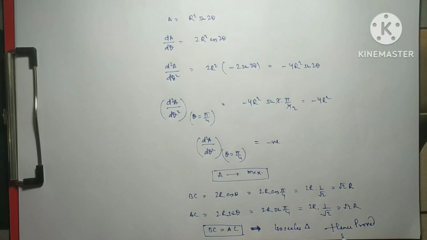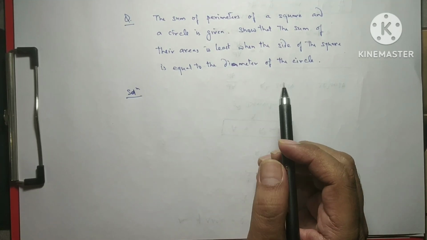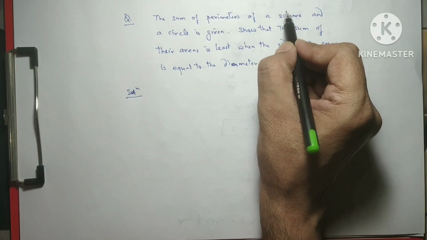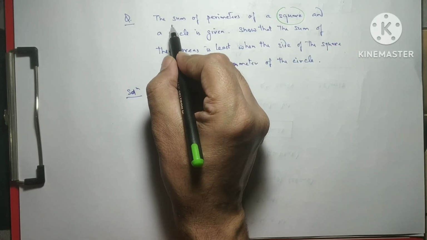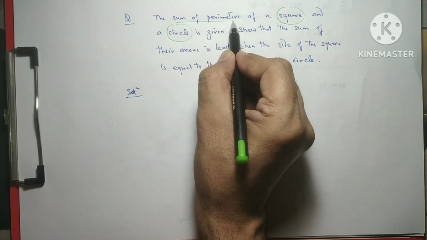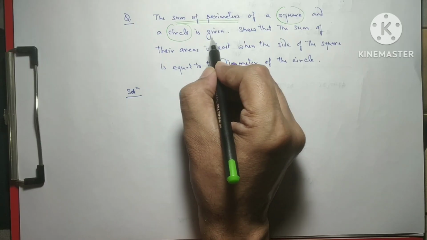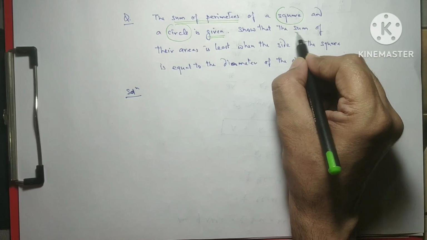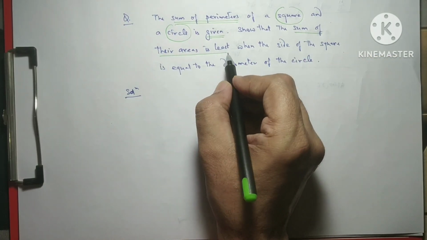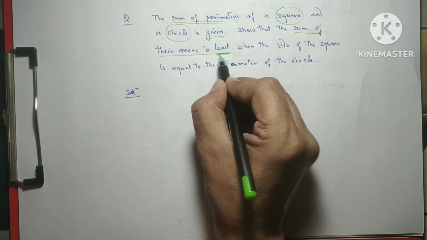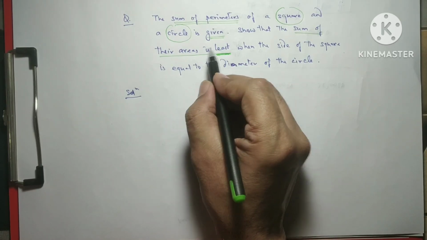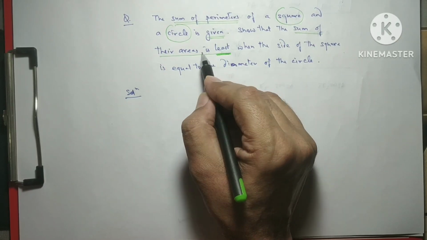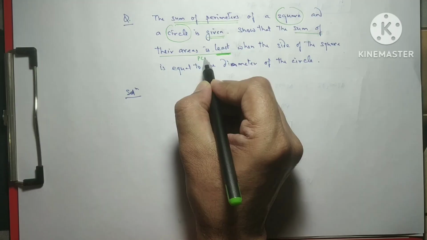Now the next question: the sum of perimeters of two figures, a square and a circle. So the sum of perimeters is given, which means this is the given condition, GC, and the sum of areas is least. This is a superlative word with area, so the sum of areas should be minimum. So this is the proving condition, PC, and this is GC.